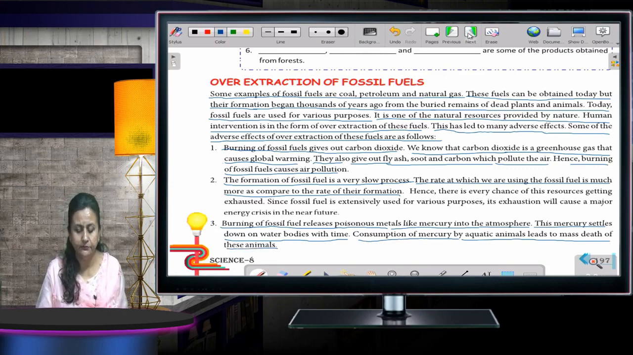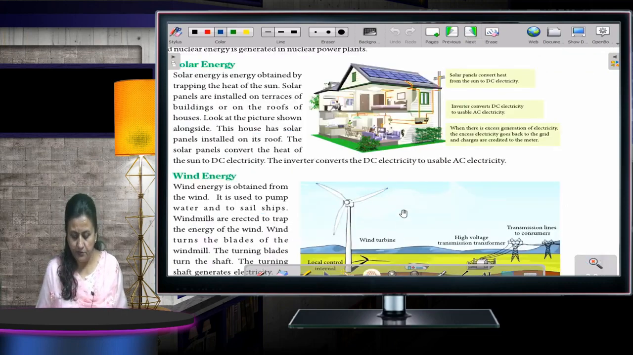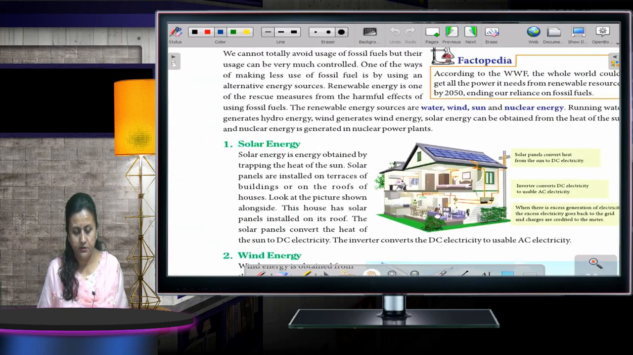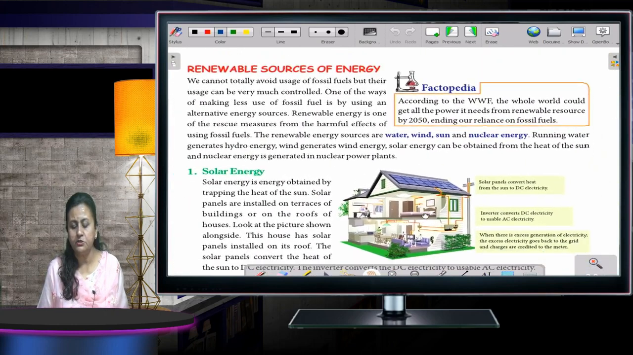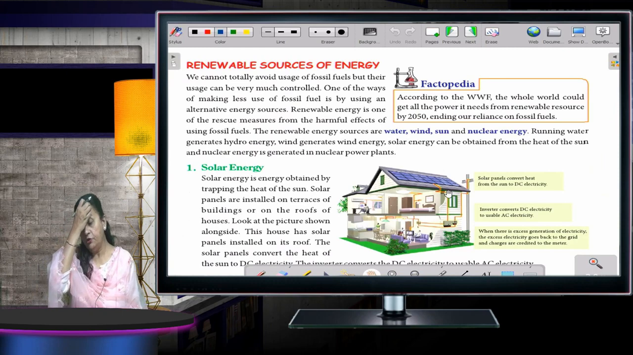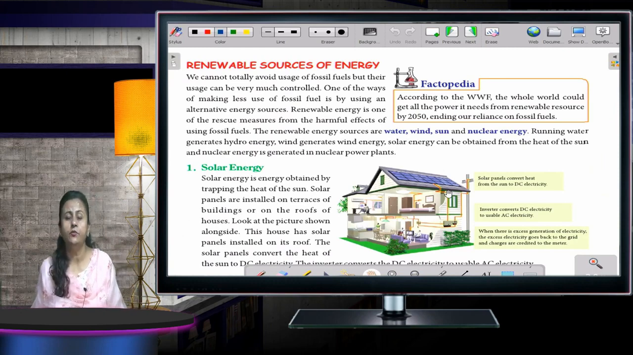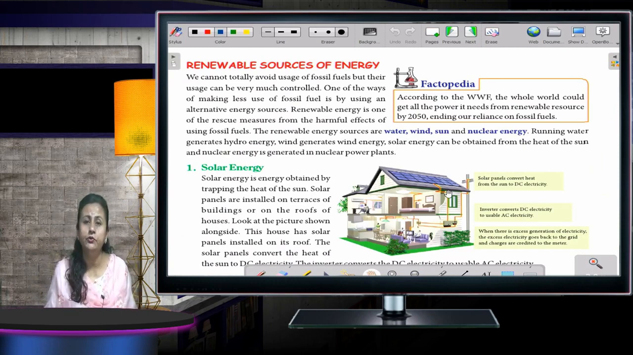Then, renewable sources of energy. What is the meaning of renewable? There are two types of resources. One is renewable and the other is non-renewable. If we talk about renewable resources, they are those which can be renewed. They do not get exhausted.